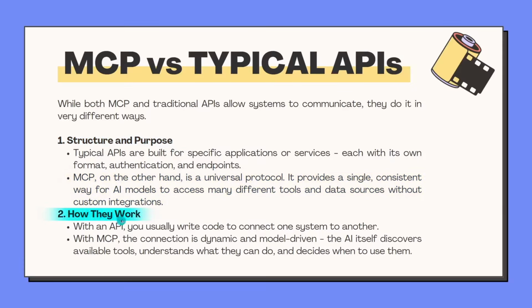How do they work? With an API, you usually write code to connect one system to another. Or if we use n8n, we use an HTTP request, okay? With MCP, the connection is dynamic and model-driven. The AI itself discovers available tools, understands what they can do, and decides when to use them. This is a huge difference, because once again, we connect an API through an HTTP request, we just give some parameters, authentication, and that's how we connect it.